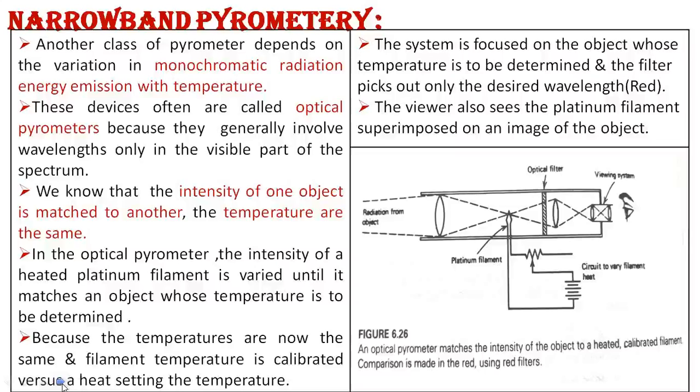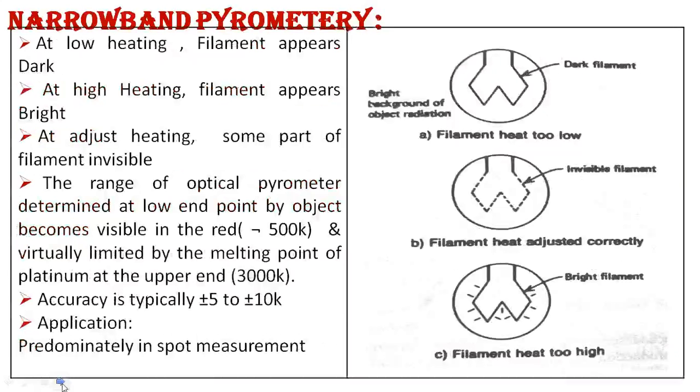An optical pyrometer matches the intensity of the object to a heated calibrated filament. Comparison is made through a red filter. Now at low heating the filament appears dark, see the diagram. At high heating the filament appears bright, and on adjusting the heating, some part of the filament becomes invisible.